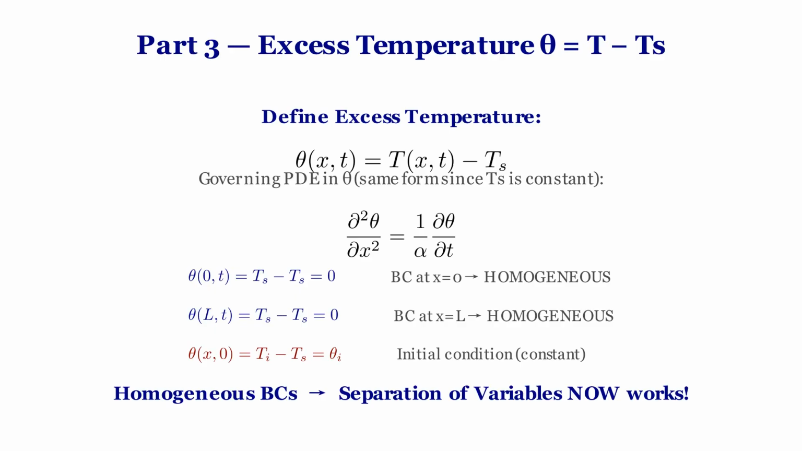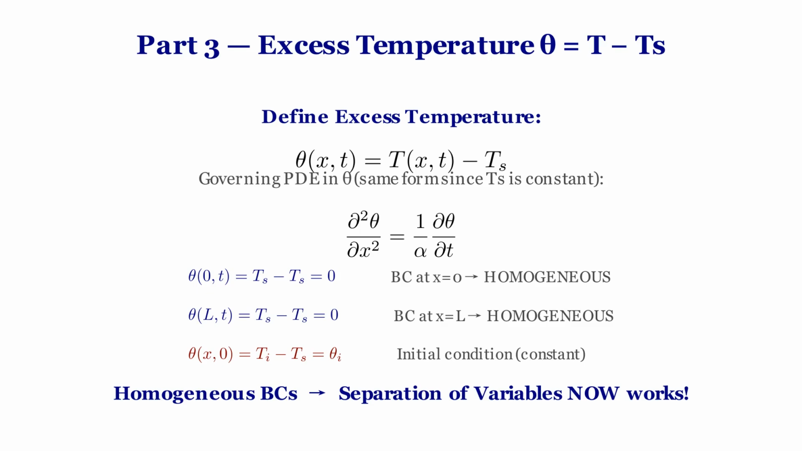Since Ts is a constant, the time derivative of theta equals the time derivative of T, and the spatial derivative of theta equals the spatial derivative of T. The governing PDE in terms of theta becomes partial squared theta over partial x squared equals 1 over alpha times partial theta over partial t.